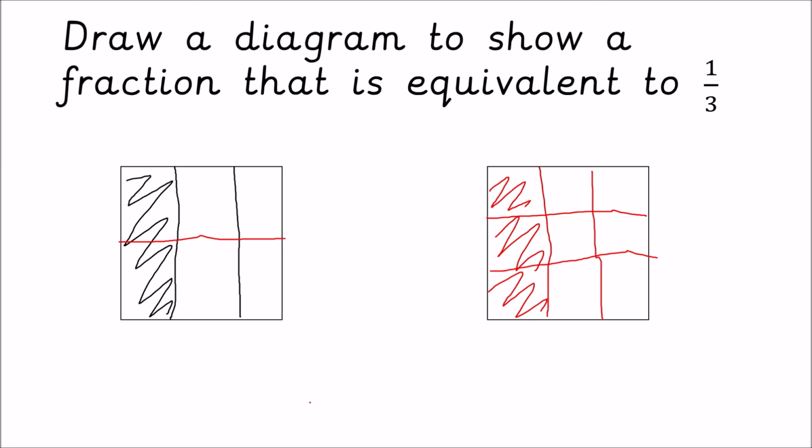Okay, so effectively what you do is you draw the fraction that you've been asked to show an equivalent to, so here it was a third, and then use lines to break it up into smaller equal pieces and work out how many of those equal pieces would be equivalent. So here I've said that 1/3 is equivalent to 3/9.